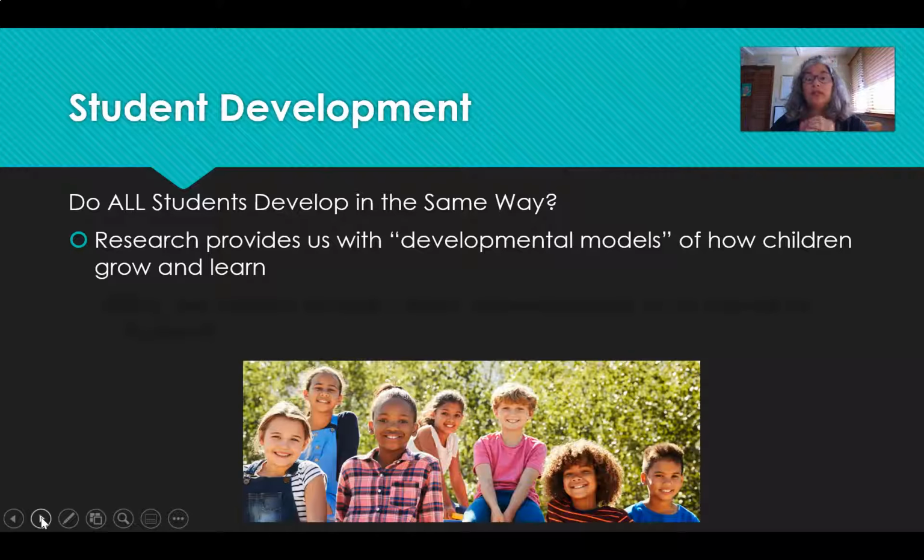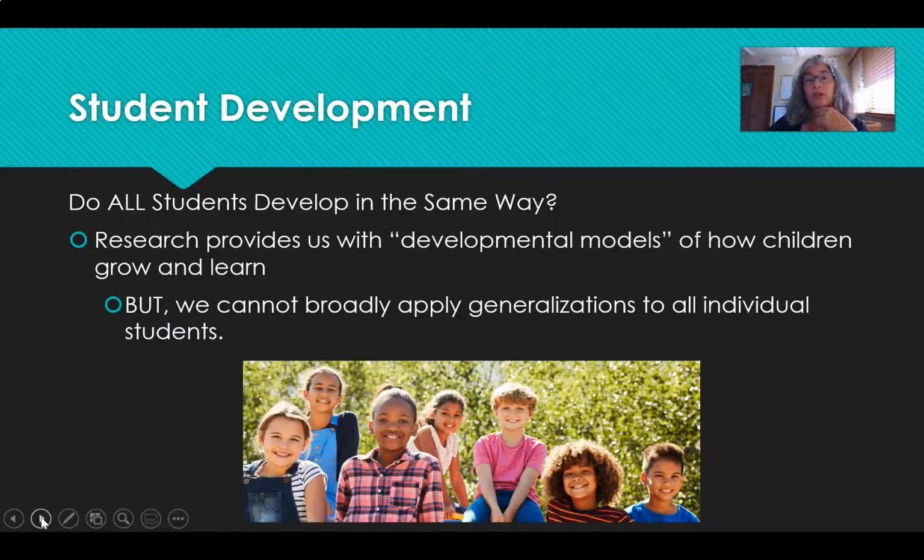Like we know, for instance, around age 1, children begin to walk. That doesn't mean that all of them do it at age 1. Some might do it at 10 months. Some might do it at 14 months. But we can get a general idea through these sorts of developmental models and through looking at research. But we can't really broadly apply those generalizations to everyone. Not everyone fits the exact same mold. Whether this is due to environmental differences or biological differences, we are all unique.